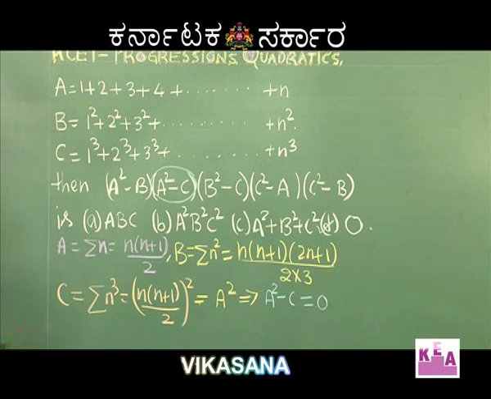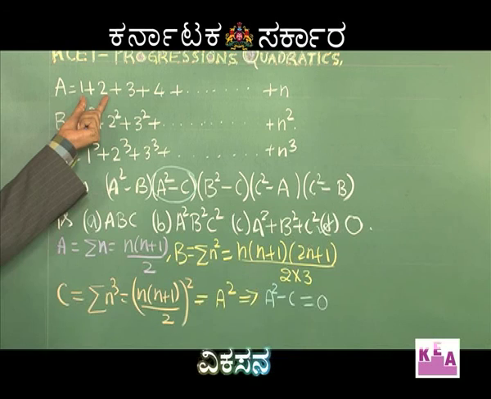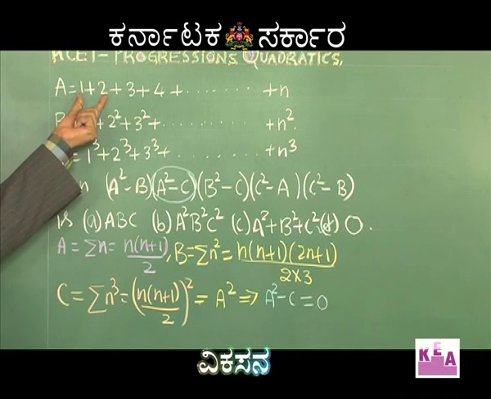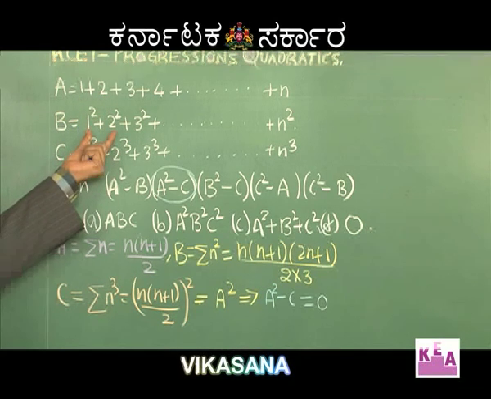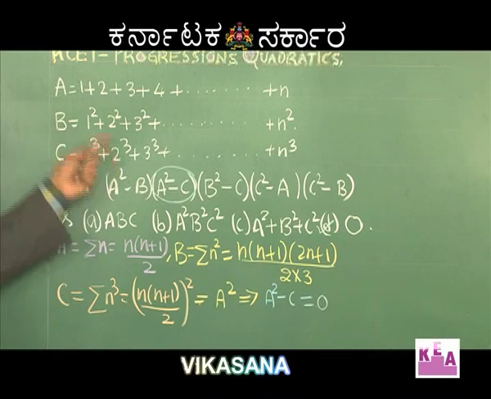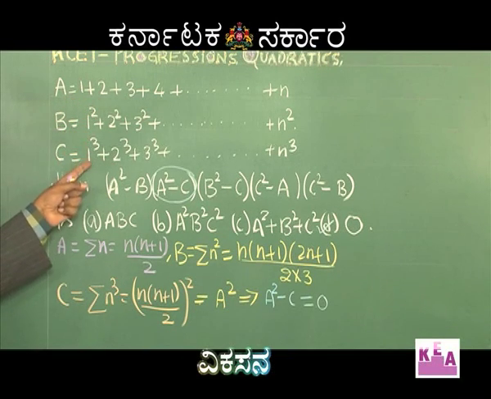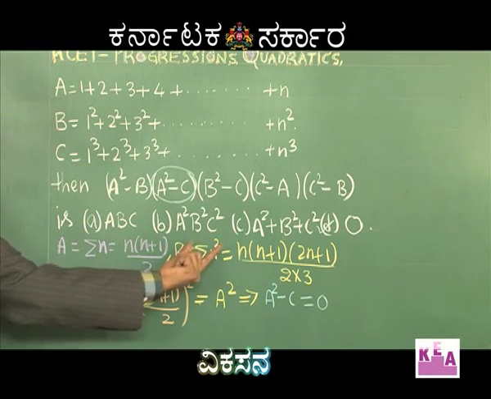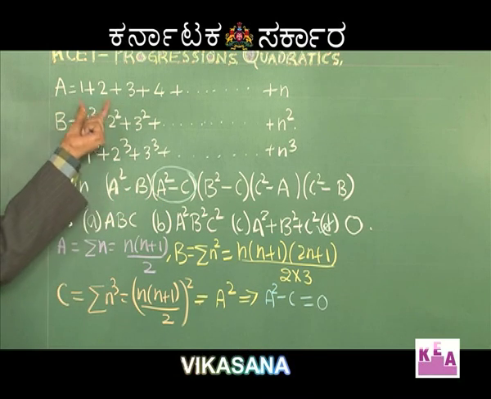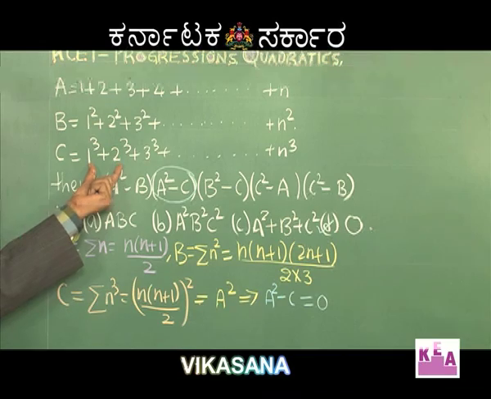Simple logic. Take only two terms. What is A? A is 3. If you don't know this formula, what is A? A is 3. What is B? B is 5. What is C? C is 9. This is 3, 5, 9. Just substitute in this particular value. A square minus B. A is 3, B is 5 and C is 9.